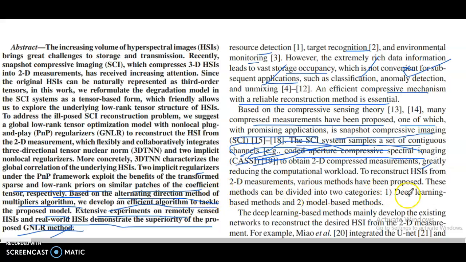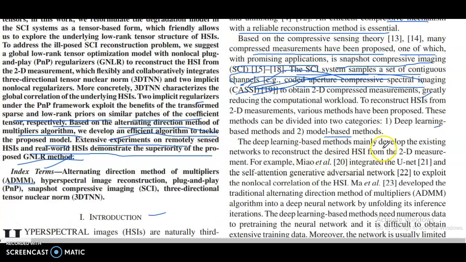Various methods have been proposed. These methods can be divided into two categories. First one is deep learning based methods, second one is model based methods. Deep learning based methods mainly develop existing networks to reconstruct the desired HSI from the 2D measurement. For example, one work integrated the U-net and self-attention generative adversarial network to exploit the non-local correlation of the HSI.